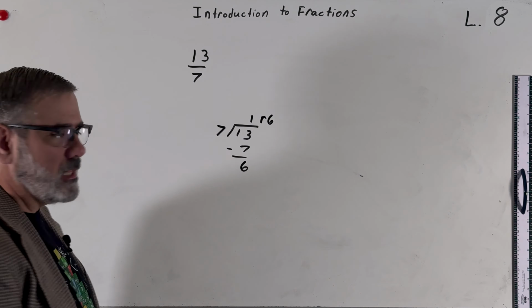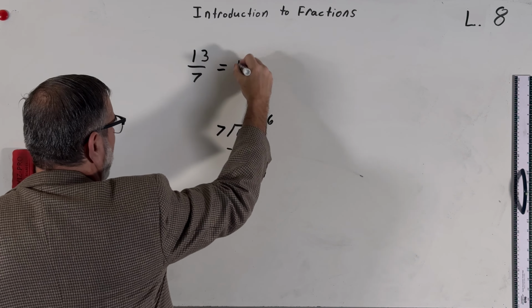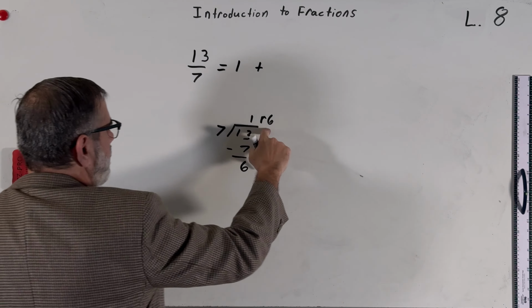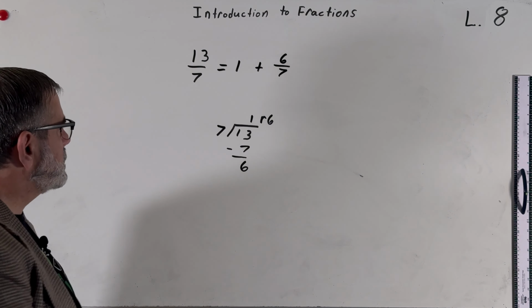And so the way that we translate this into a mixed number is we write the whole number part, 1, plus the remainder in the numerator and the original denominator. So it's 1 plus 6/7.